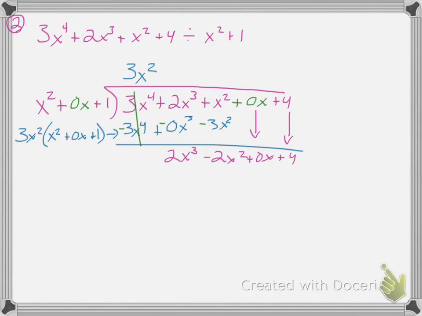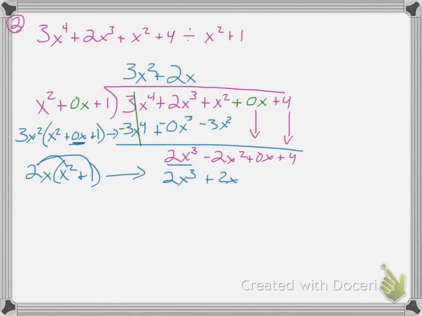X squared times what will give me 2x to the third. So that's going to be a 2x. I'm going to multiply that back through. If you don't want to include this 0x, it's okay. It's x squared plus 1. Just be aware that when I'm distributing, okay, I have 2x cubed. When I do this one, if you put it here, you're going to make a mistake because that's 2x and this is x squared. They're not like terms. So you got to make sure you would be putting it under its like term.